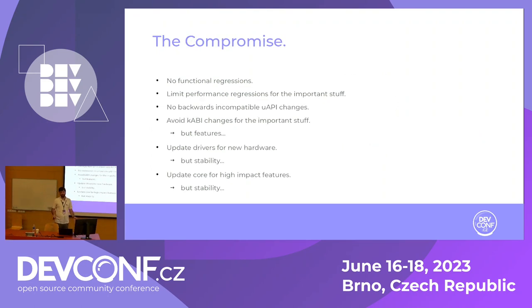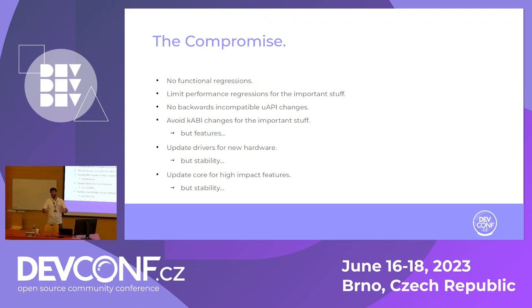We need a compromise. Of course, we cannot deliver all of that at once. So the compromise that we arrived at, it's a compromise. Nobody is happy about it. But apparently, people are still buying RHEL and using CentOS Stream, so it's not that bad. So the compromise is no functional regressions. If something worked before, it should work after the update.